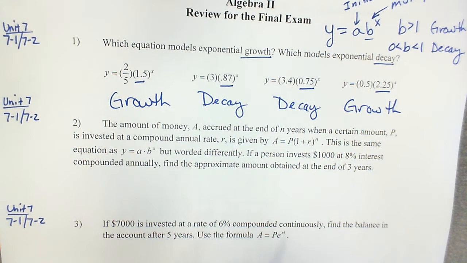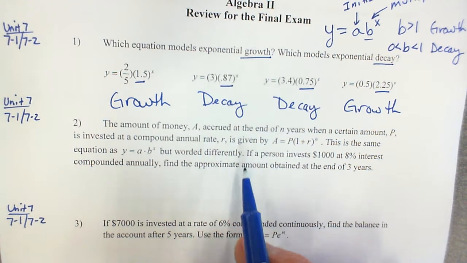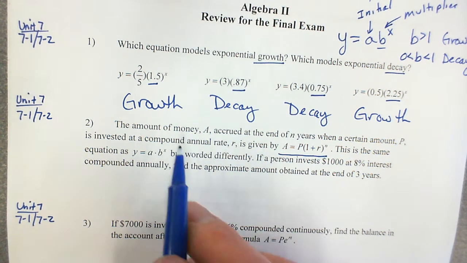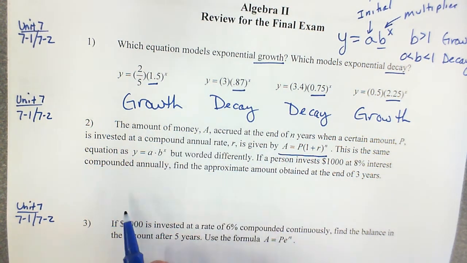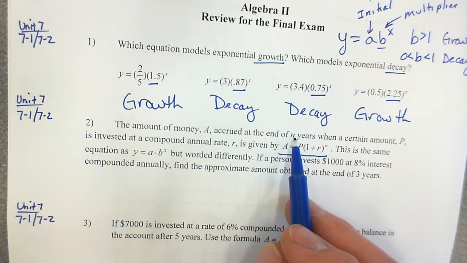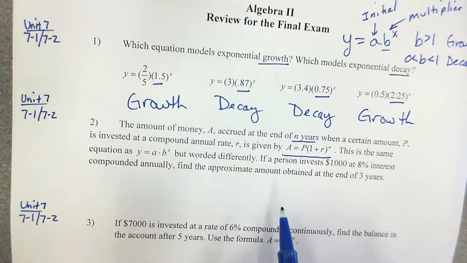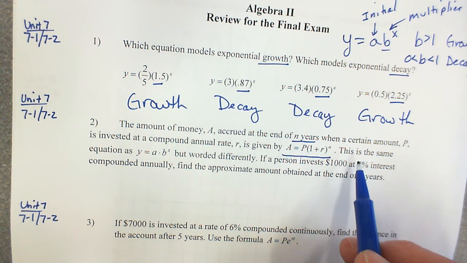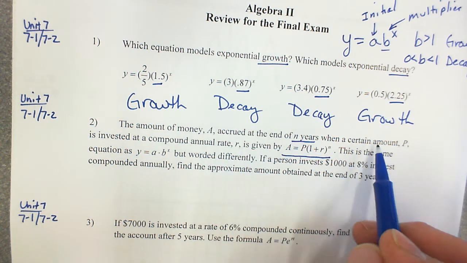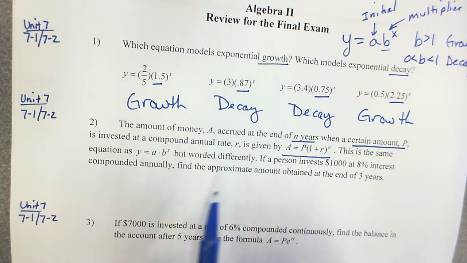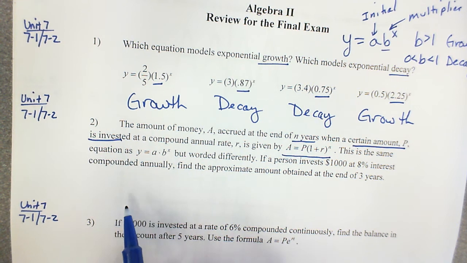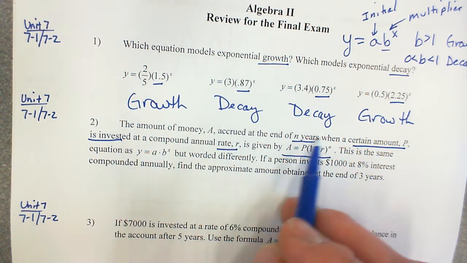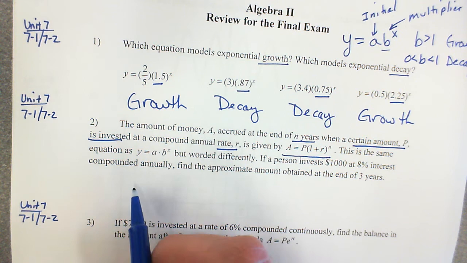Okay? And the second one here, they give you a formula, and it says A represents the amount of money, N is the number of years, P is the amount of money that's being invested, R is the rate. So all we're going to do is plug in to this formula.